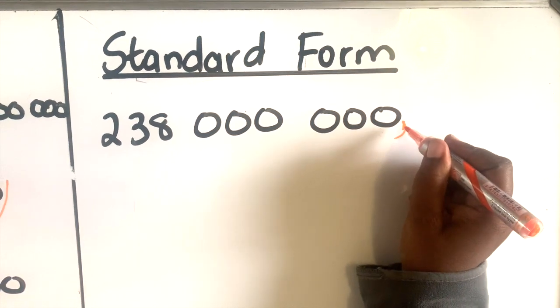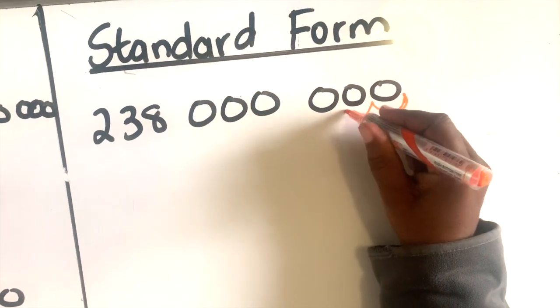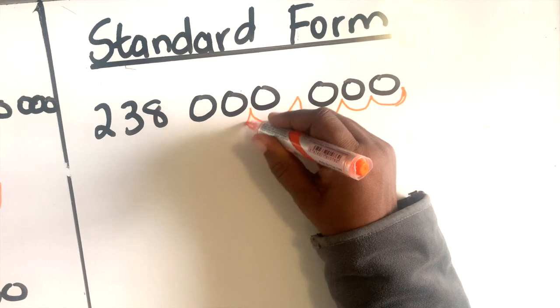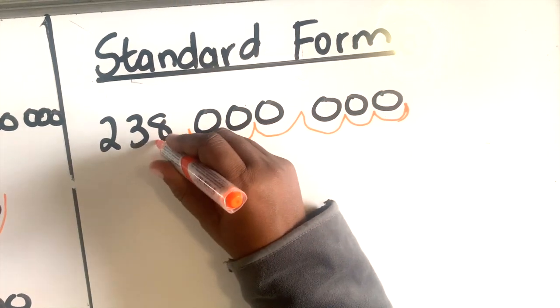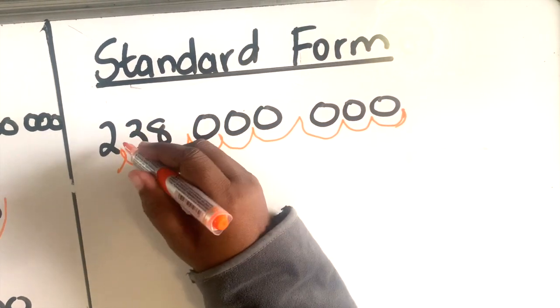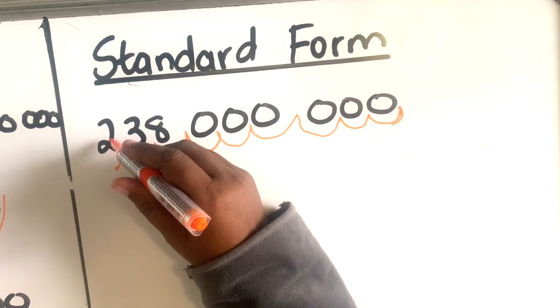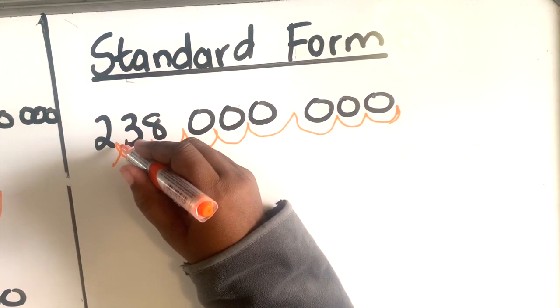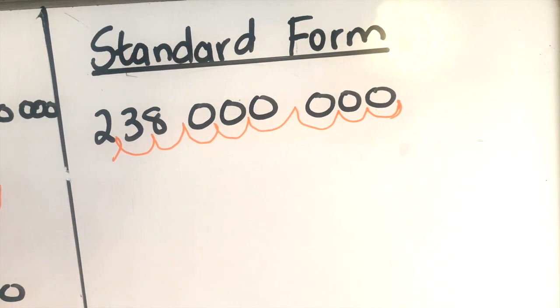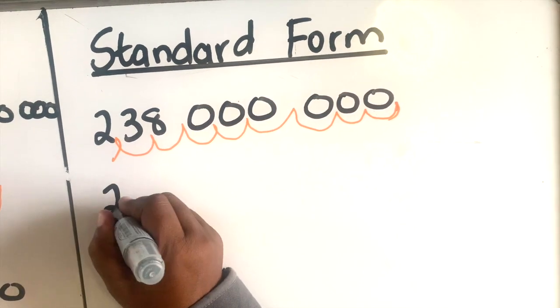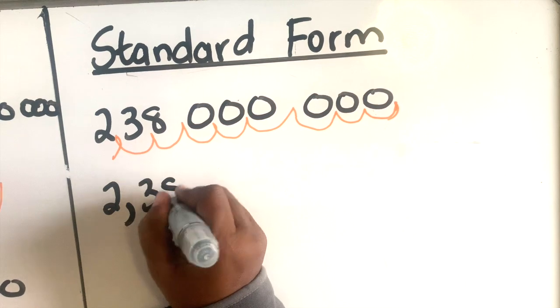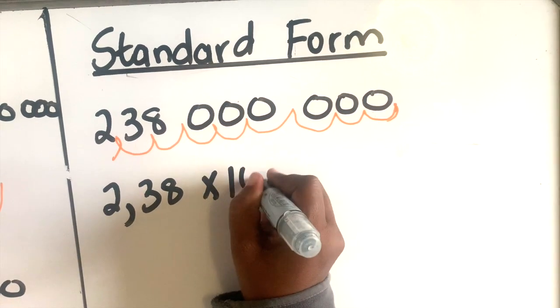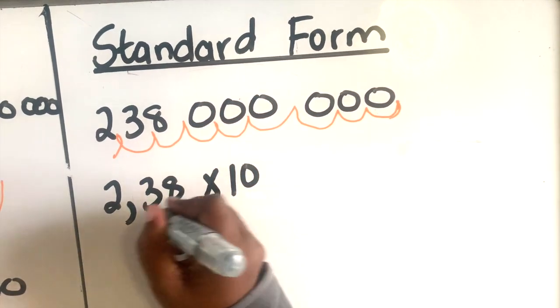So I'm moving it to the left. 1, 2, 3, 4, 5, 6, 7, 8 until one number. You must have one digit, then the comma. So I've moved it 8 times. Now, when I'm writing my number, it's going to be 2,38 times 10 to the power. How many times did I move the comma?